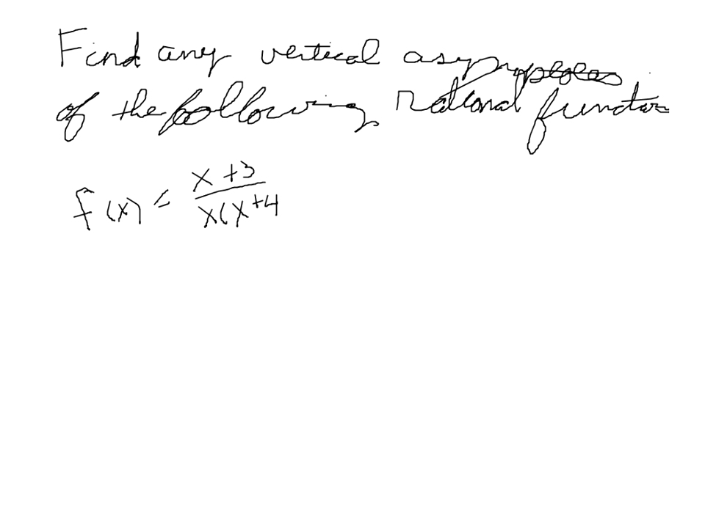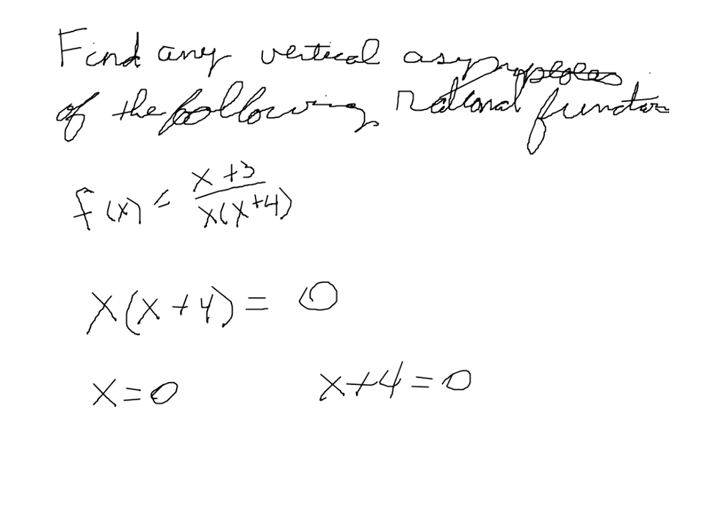Okay, so we're going to find any vertical asymptotes of the following rational functions. So we begin by finding the domain. So step one is to find the domain. So I'm going to take the denominator of the function and set it equal to 0. It tells me that x equals 0 and x plus 4 equals 0.